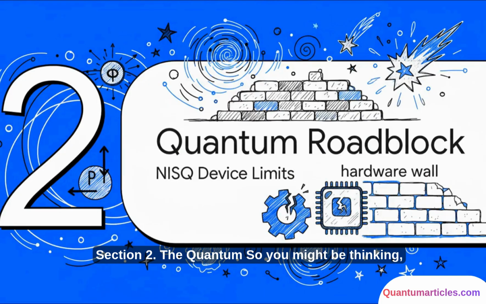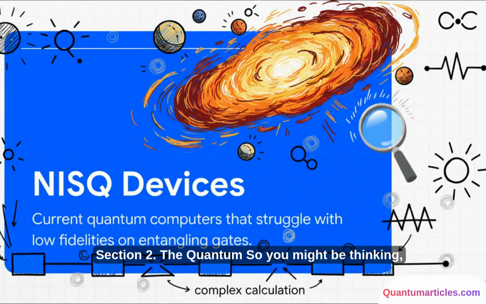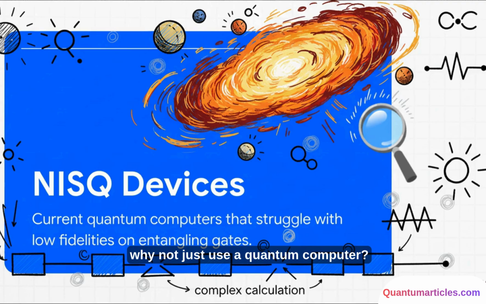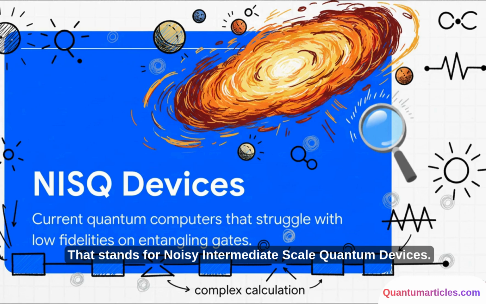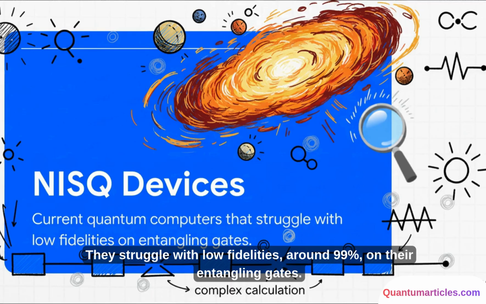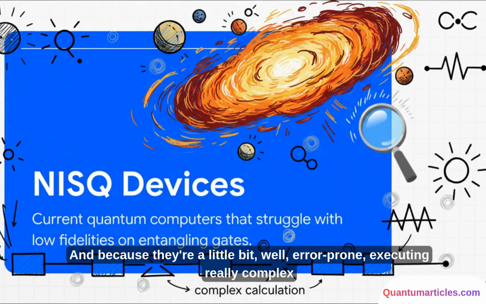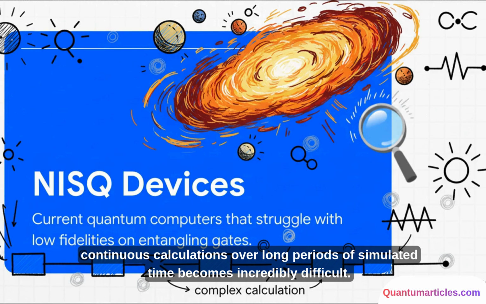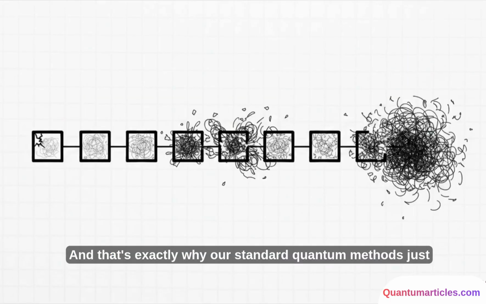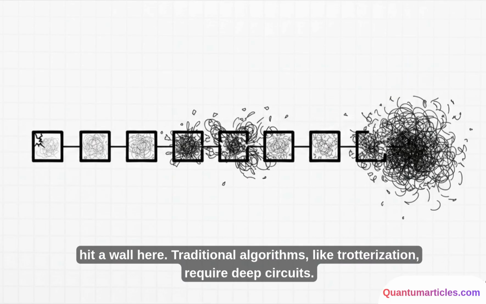Section 2. The quantum computing roadblock. So you might be thinking, why not just use a quantum computer? Well, right now we're in the era of NISQ devices. That stands for Noisy Intermediate Scale Quantum Devices. These current quantum computers are amazing, highly useful, but they have a bit of a fatal flaw for this specific problem. They struggle with low fidelities, around 99%, on their entangling gates. And because they're a little bit error-prone, executing really complex continuous calculations over long periods of simulated time becomes incredibly difficult. And that's exactly why our standard quantum methods just hit a wall here.